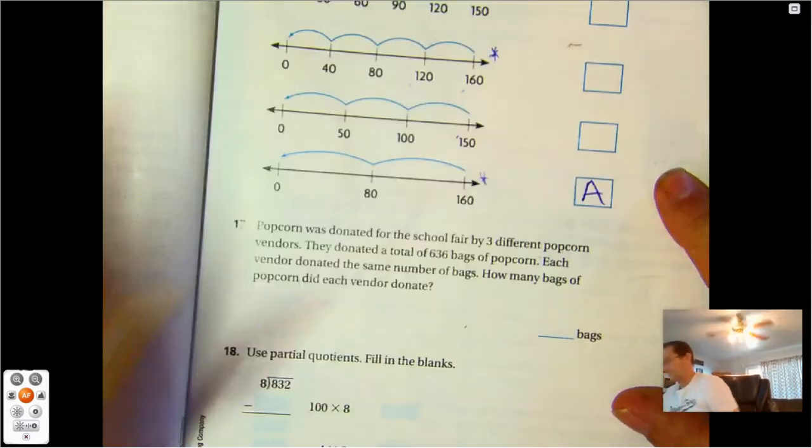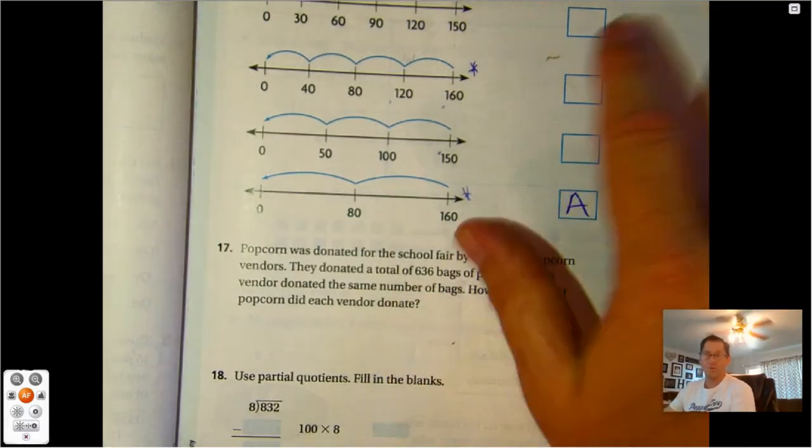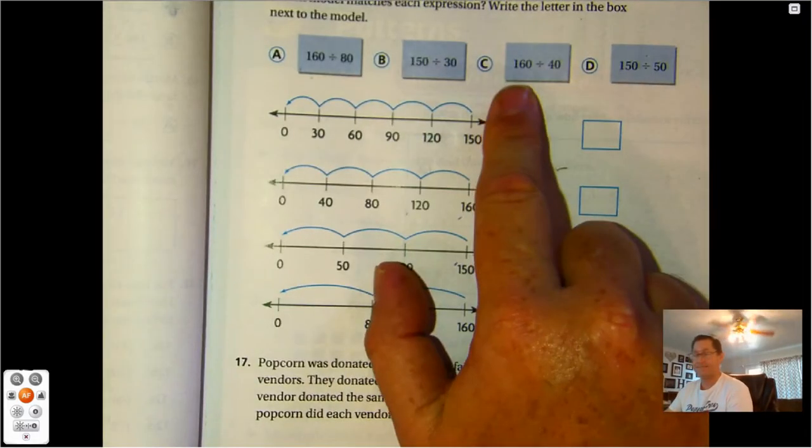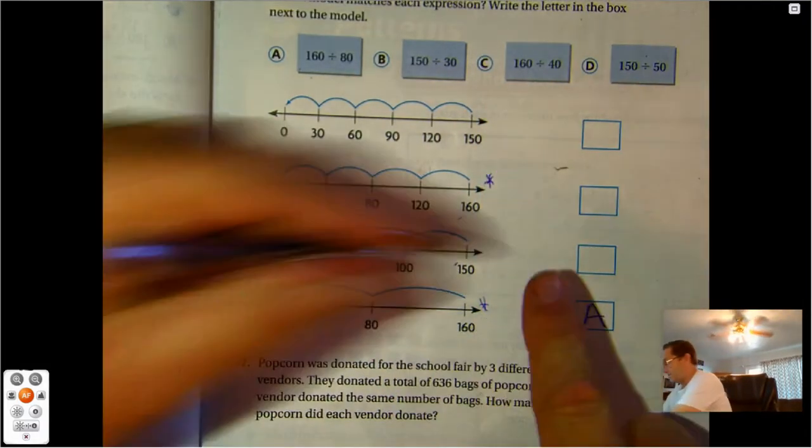Okay, now let's find the other 160 problem. It's C, right? 160 divided by 40. So this one has to be C.